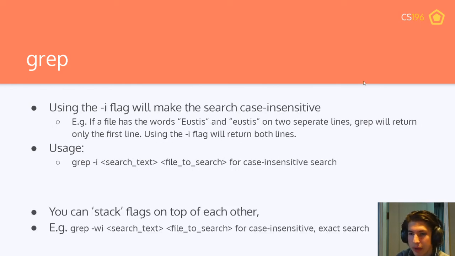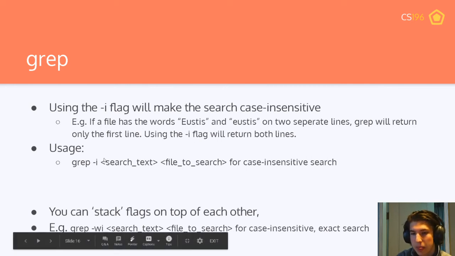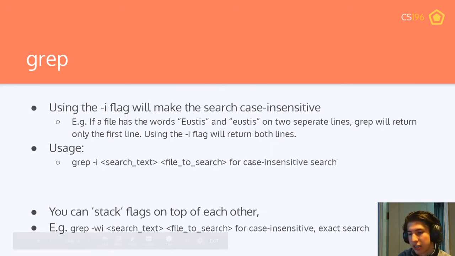The -i flag makes the search case insensitive. So if a file has Eustis and eustis on two separate lines, it'll only return the first, but if we use the -i flag, it'll return both. So we could do grep -i Eustis names.txt, and it'll match times when it's uppercase Eustis, lowercase Eustis, any of that.